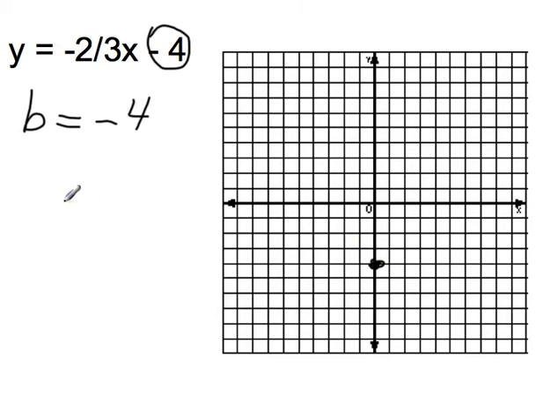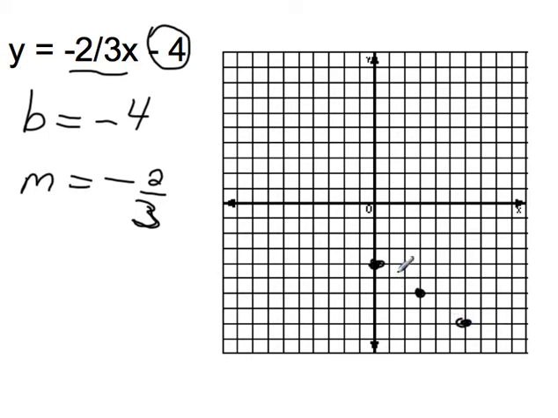Now I'm going to look at the coefficient of x. That's my slope. So in this problem, m is negative 2/3. So from the point that I plotted, I need to start at this point, go down 2, I'm making the 2 negative, and then go to the right, positive 3, and plot my next point. And I'm going to make another one going down 2, right 3 again.